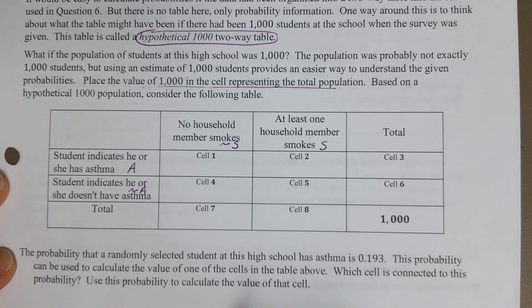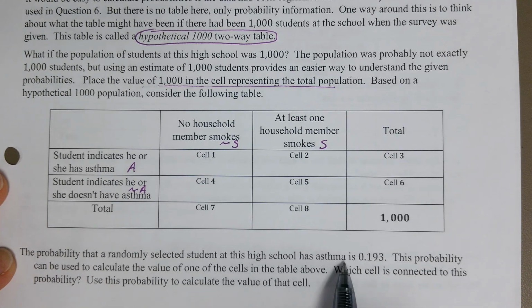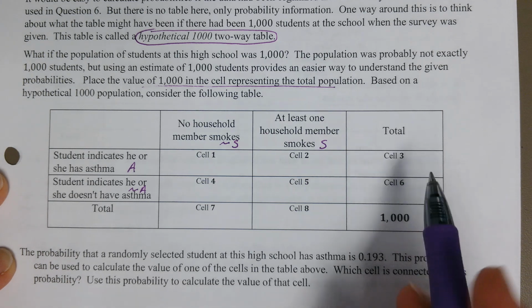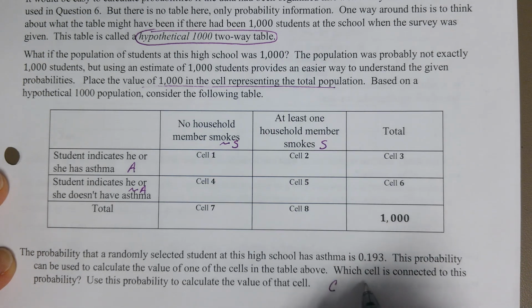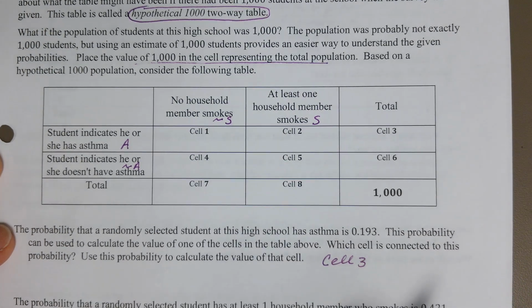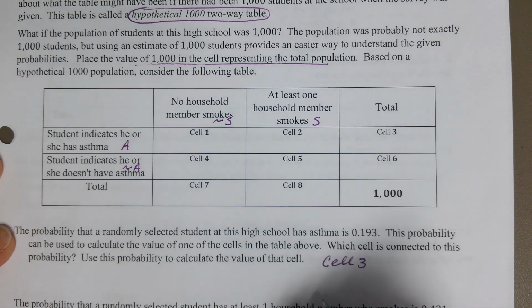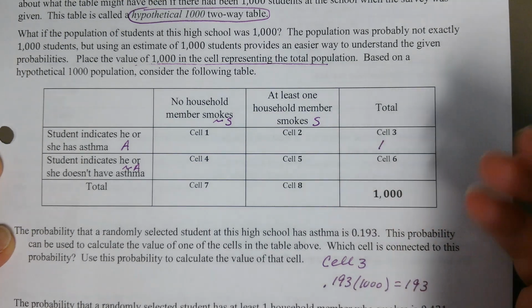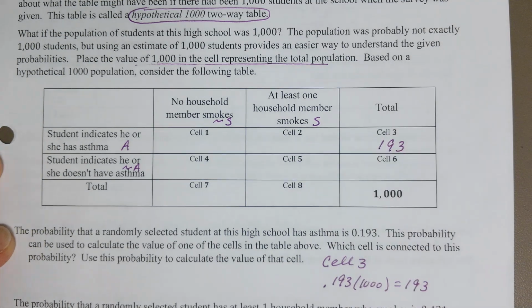The probability that a randomly selected student at this high school has asthma is 0.193. This probability can be used to calculate the value of one of the cells in the table. So the probability has asthma, that would be for cell 3. Cell 3 is connected to this probability. Calculate the value of the cell. 0.193 times 1,000 would be 193. So out of 1,000 students, 193 have asthma.